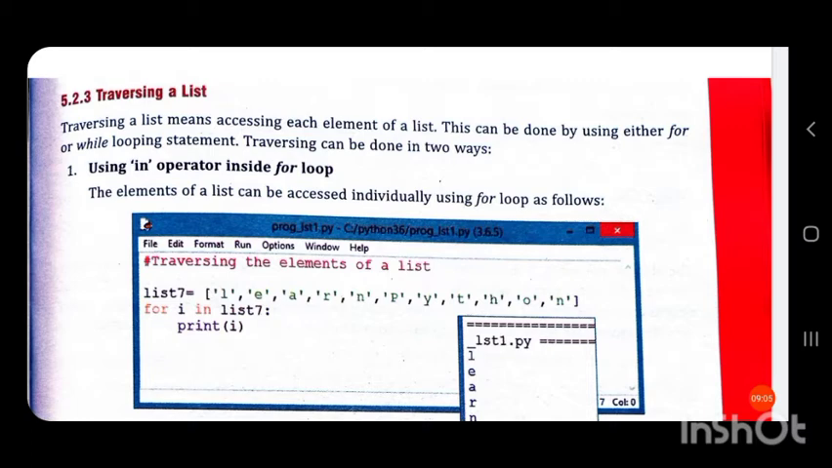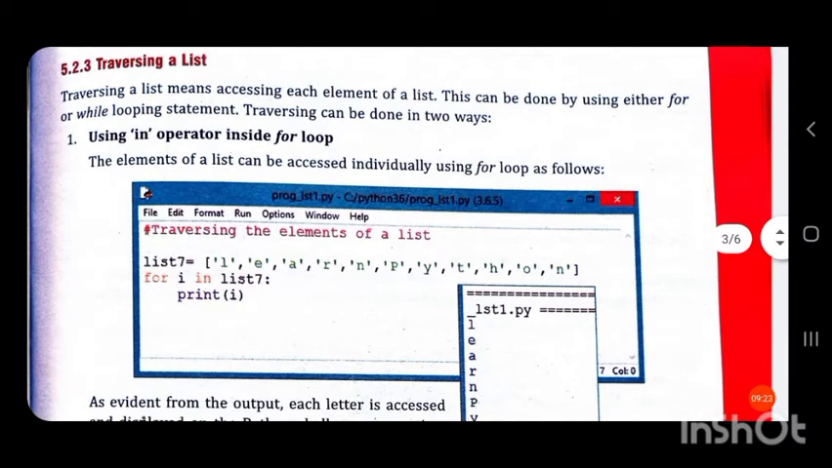So traversing a list means accessing each element of a list. This can be done by using either a for or while loop statement. It can be used with either for loop or while loop statements.